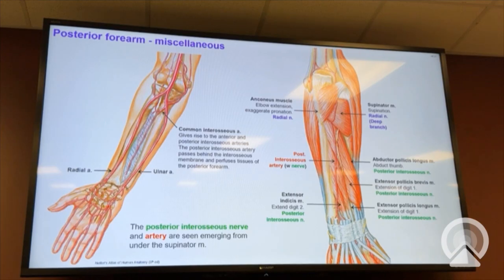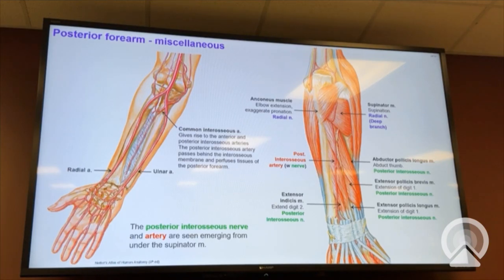So we're in the posterior arm, so the median nerve would be in the cubital fossa on the anterior side. What is it? The ulnar nerve. So this is the ulnar nerve running in the cubital tunnel. There's the medial epicondyle, and there's the olecranon process. That's right where that cubital tunnel would be.